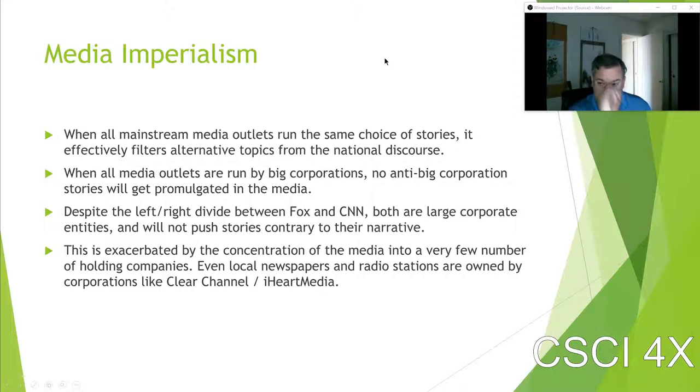Then there's this idea called media imperialism. And so media imperialism means when all the media run the same stories or the same choice of stories, then that basically sets the agenda. What are we talking about in society? Right, so we saw that last year with Black Lives Matter, right? That was the topic we were discussing as a society. Not even that it's a bad thing necessarily, this is just how it is. This is the topic that we're talking about.